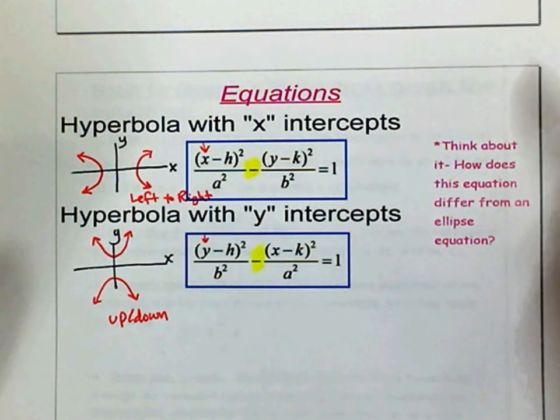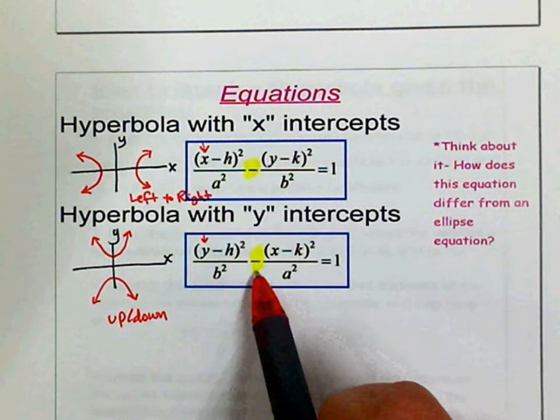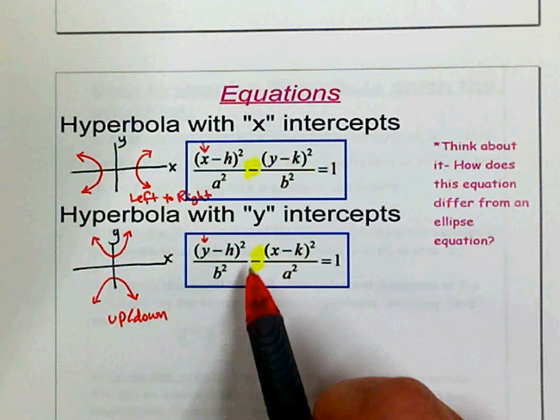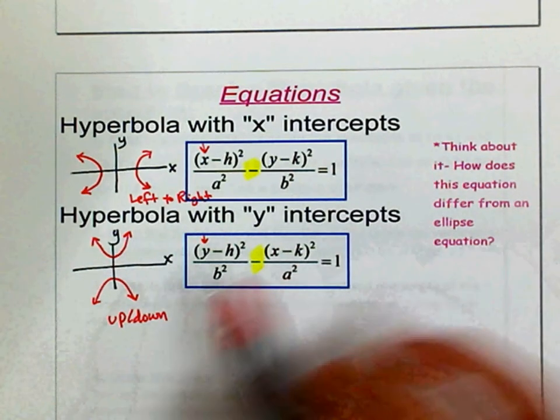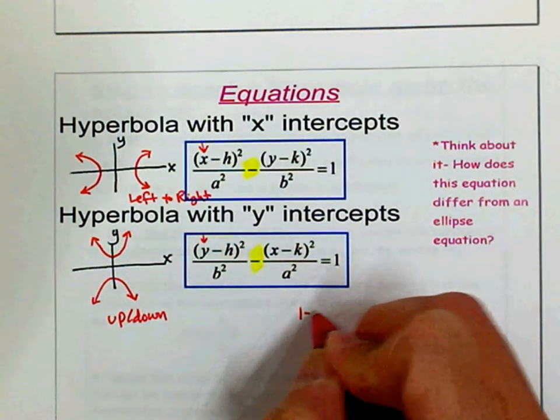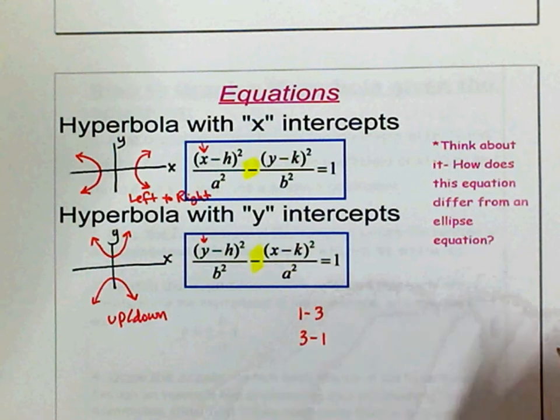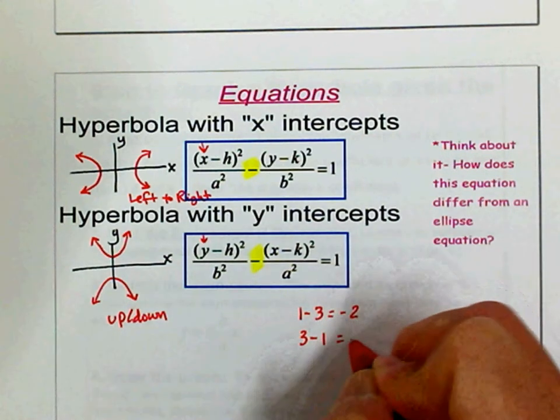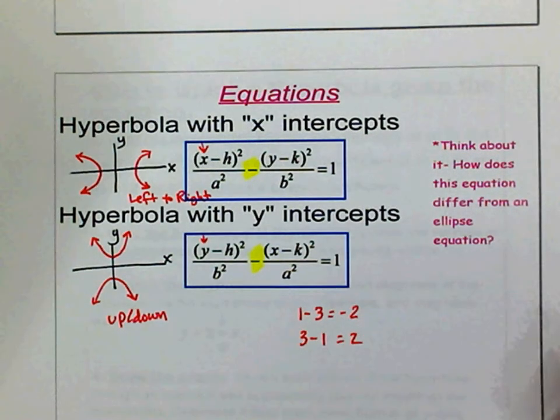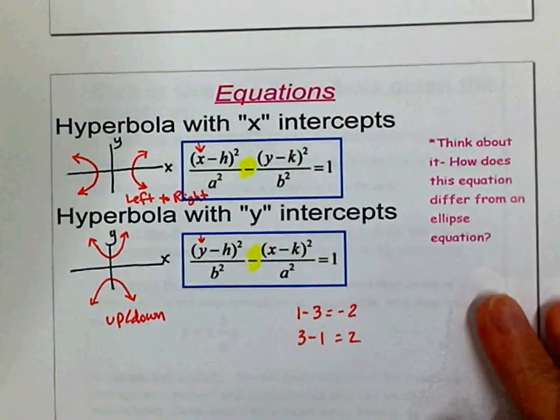So how does this equation differ from an ellipse? You've got a minus between them. In an ellipse, both of these are positive. And the reason that matters is, if you have 1 minus 3 and 3 minus 1, notice how they're not the same answer, because subtraction causes things to be going opposite direction.